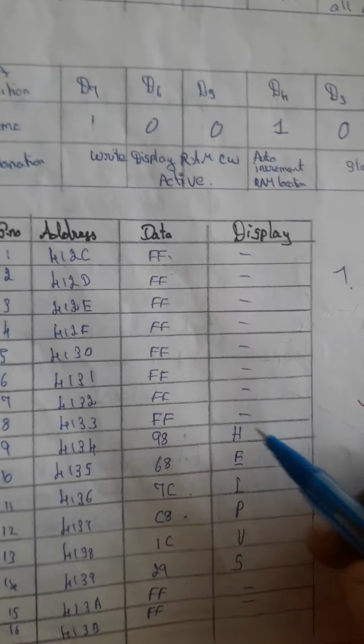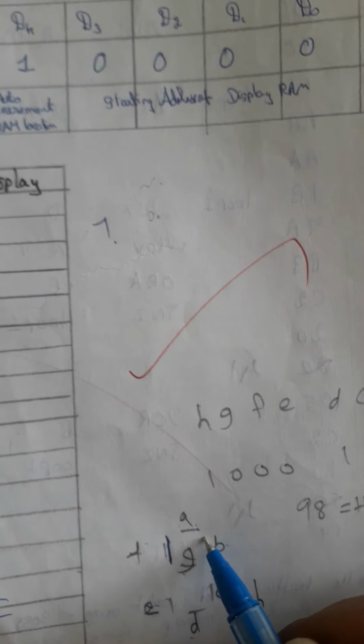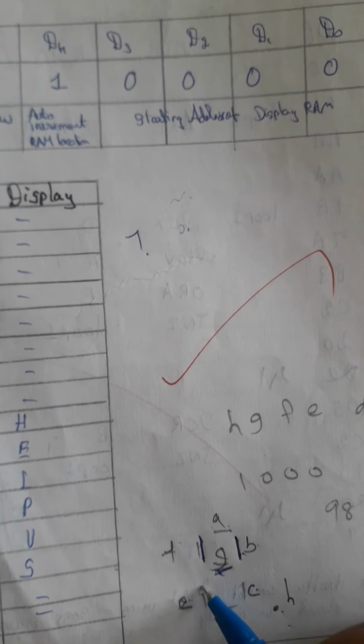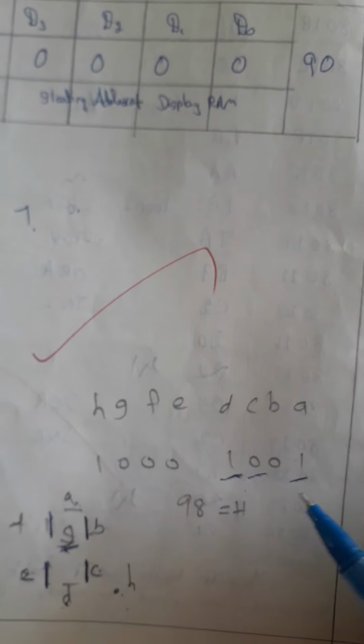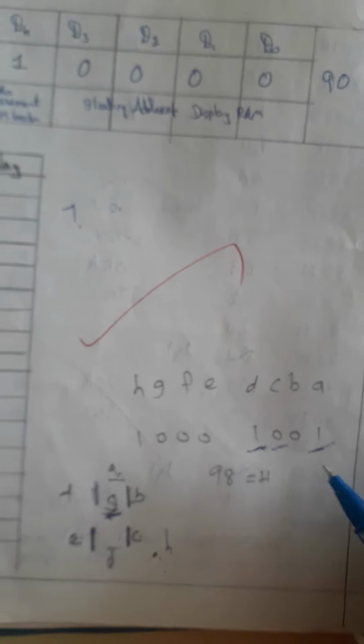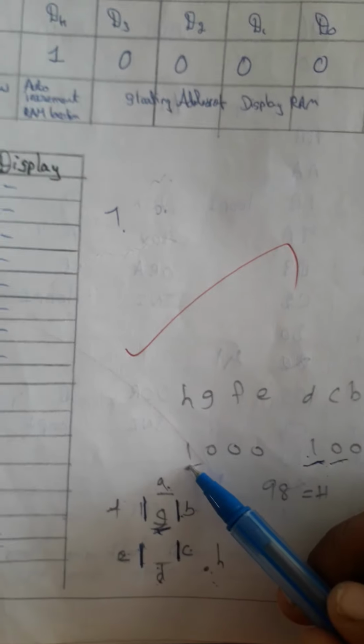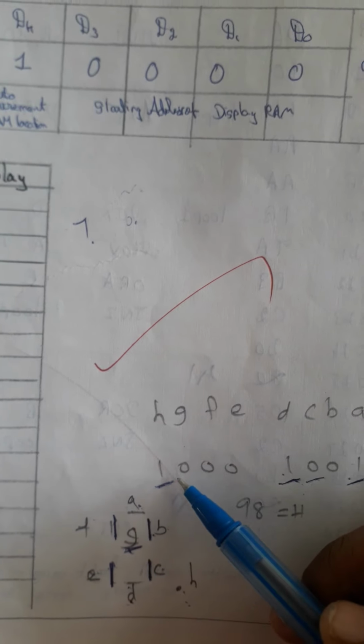Now for H, this segment should glow, this segment should glow, and this segment and this segment should glow. So A and D should not glow. For that I have assigned 1. If any one segment should glow, it should be assigned as 0. If it should not glow, it should be assigned as 1. So A and D should not glow, so we have assigned them 1. Similarly, H here is the decimal point, which also need not glow, so that is represented as 1.